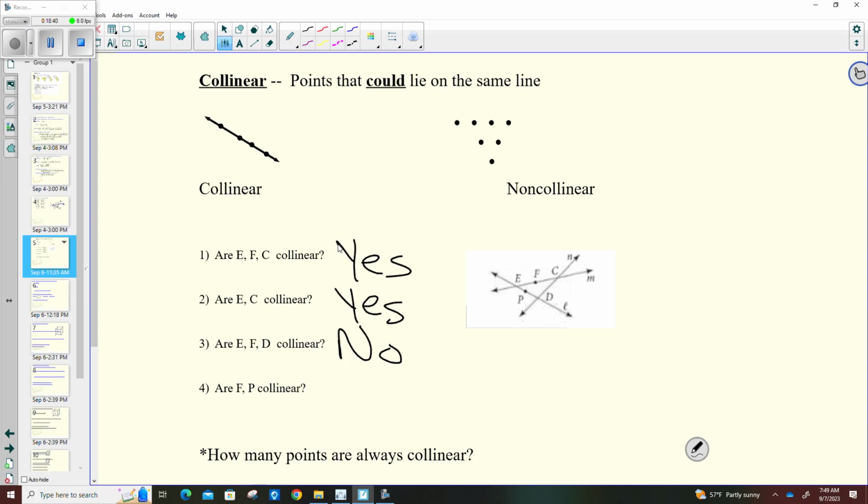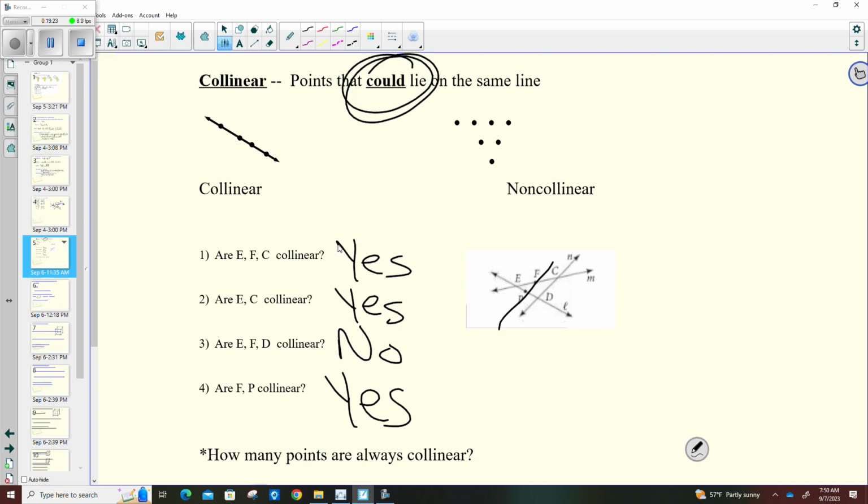Are F and P collinear? I got nods and I got shakes. Why? Okay, yes, because the line doesn't necessarily have to be there. They could line up in a straight way. For those who are saying no, why no? Nobody wants to say it? It's not drawn. What's the definition? Could. That is the key word. I could do that. So F and P are collinear.